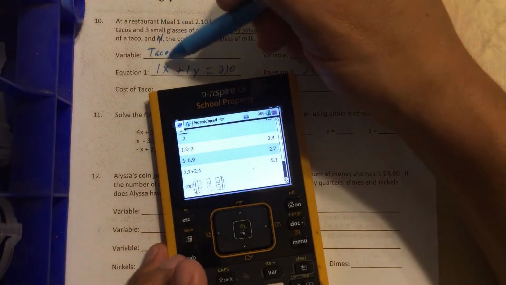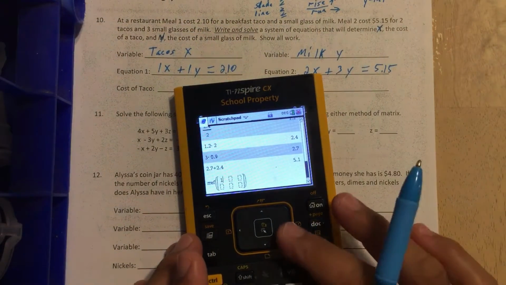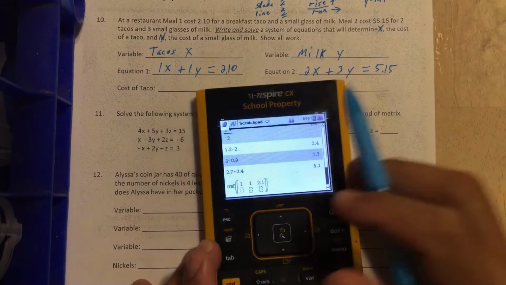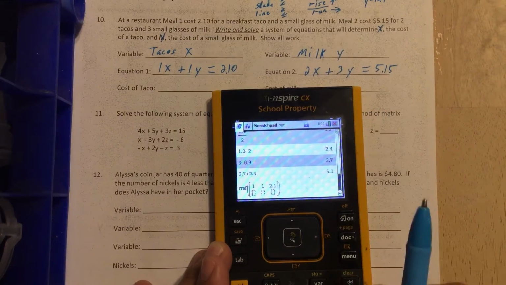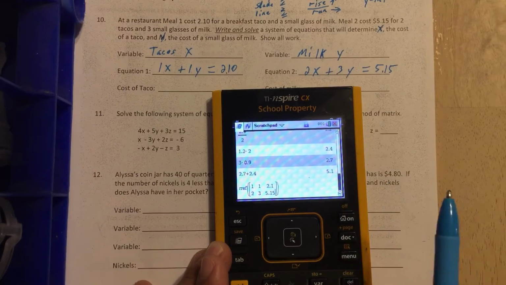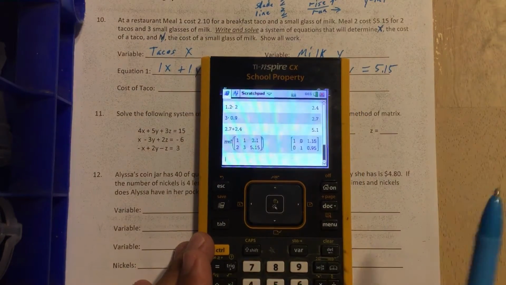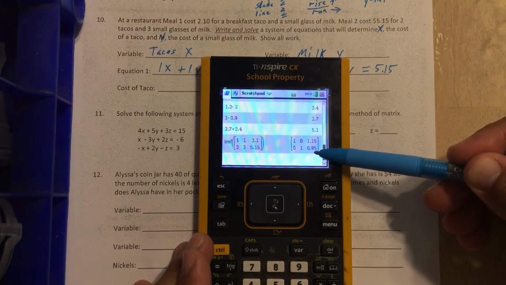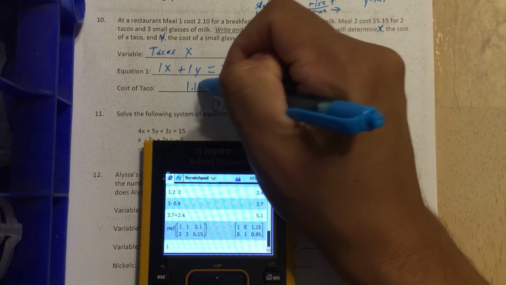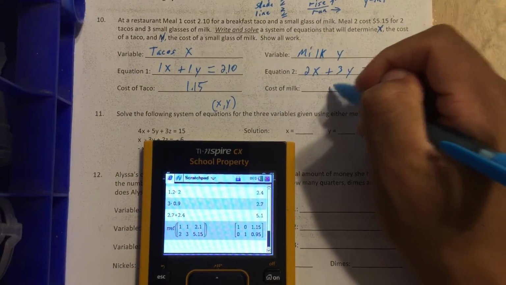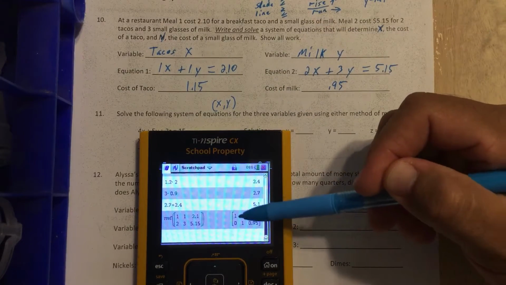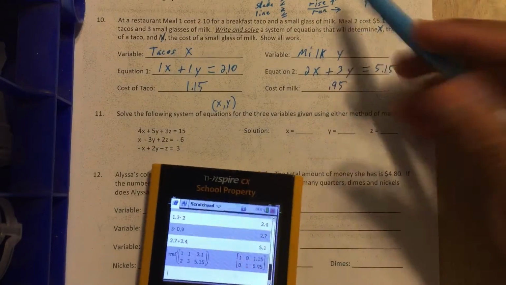All right, so first equation, 1, 1, 210. 1, 1. You can put decimals in the matrix anyway. 2, 3, 515. As soon as you get that in there, you push enter. 115 and 95. So the taco or the X is 1.15 and the Y is 0.95. The reason I know this is a good answer, I have diagonal ones right there. So if I have the diagonal ones, I'm good.